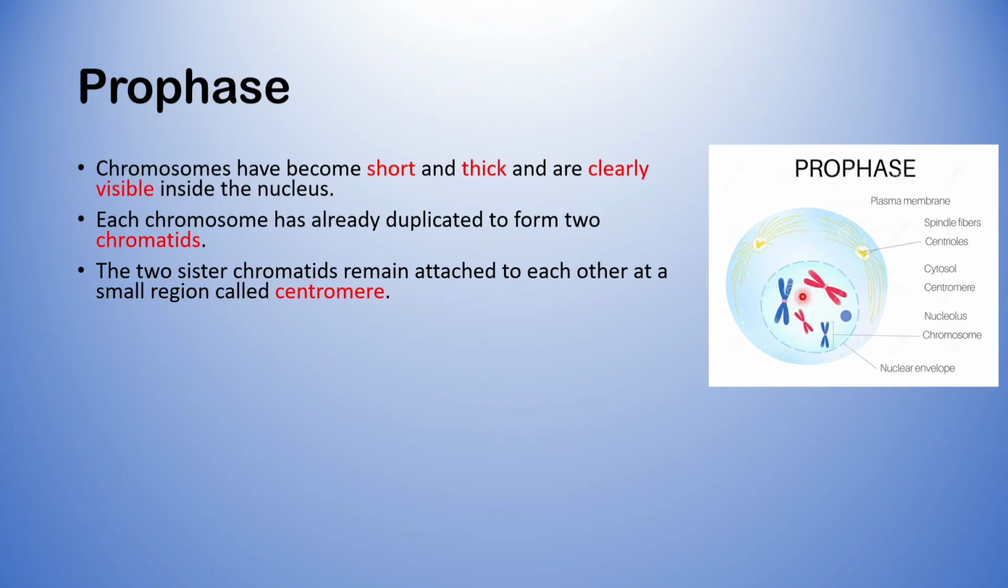So one chromosome contains 2 sister chromatids, and the 2 sister chromatids remain attached to each other at a small region called the centromere. At this point we can see the middle portion of the chromosome, where the 2 sister chromatids are attached, is called the centromere.